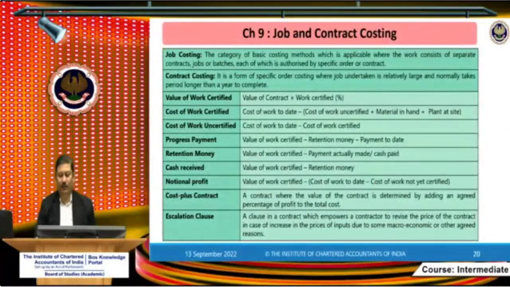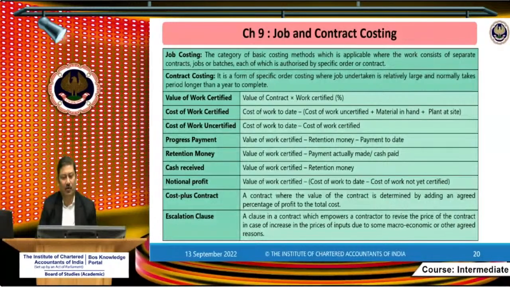Now we'll go to the next one, job and contract costing. In job and contract costing, I think one which was requested is how we generally need to calculate the questions of contract costing. Generally, in the questions of contract costing you need to prepare a contract account, calculate the cost of work certified, cost of work uncertified, how to calculate the retention money, what is the cash received, and then related to escalation clause. So we have taken a question exclusively on escalation clause.